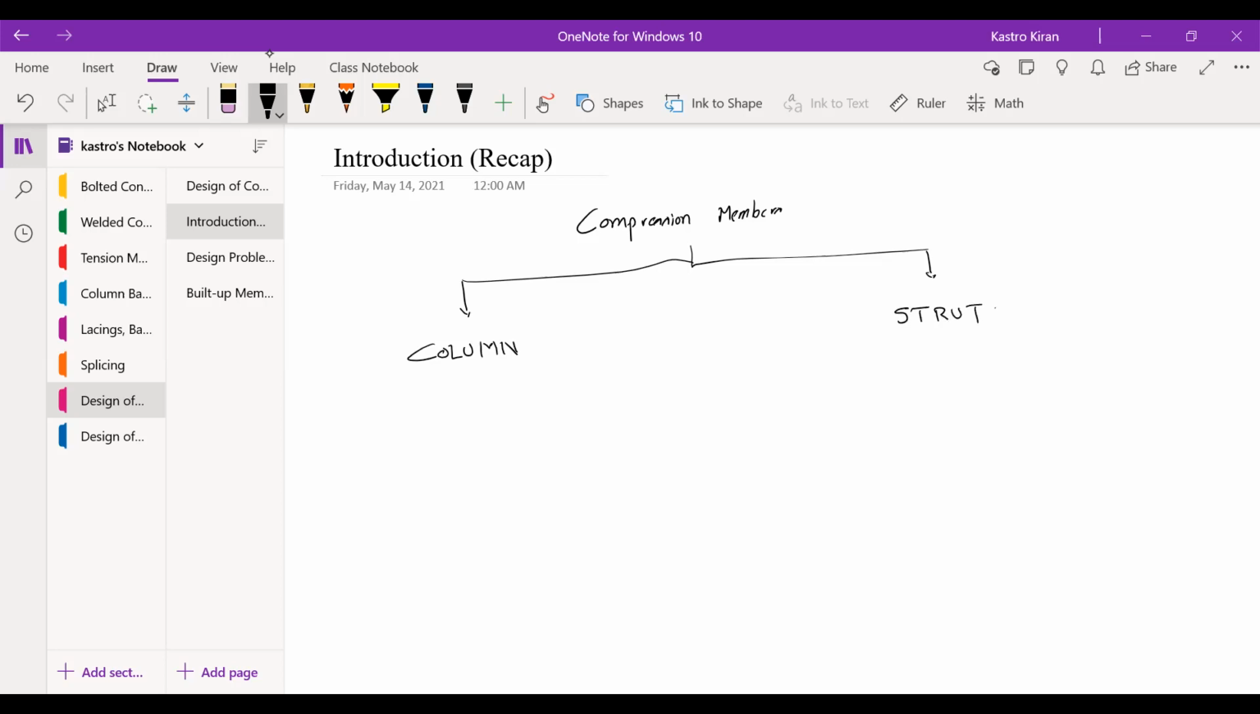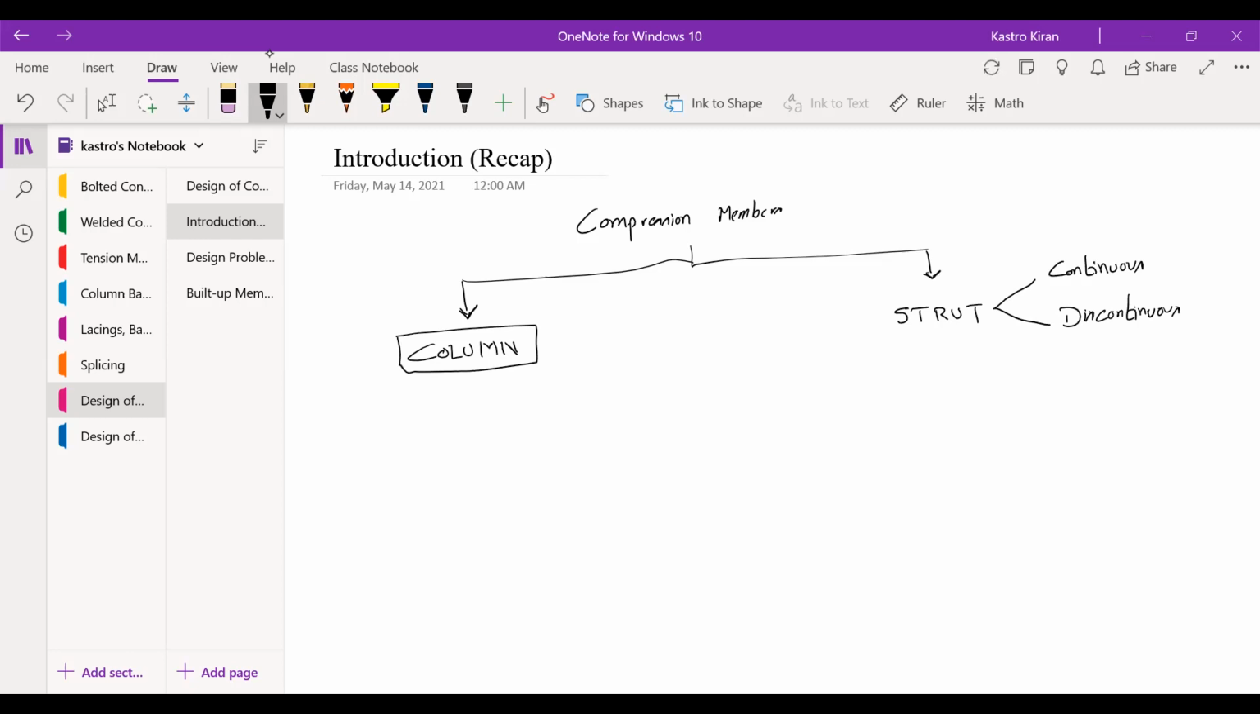Again, in struts you have two types. One is the continuous strut, and the second one is the discontinuous strut. So for today's class, we'll be focusing on the design of compression members with respect to columns.